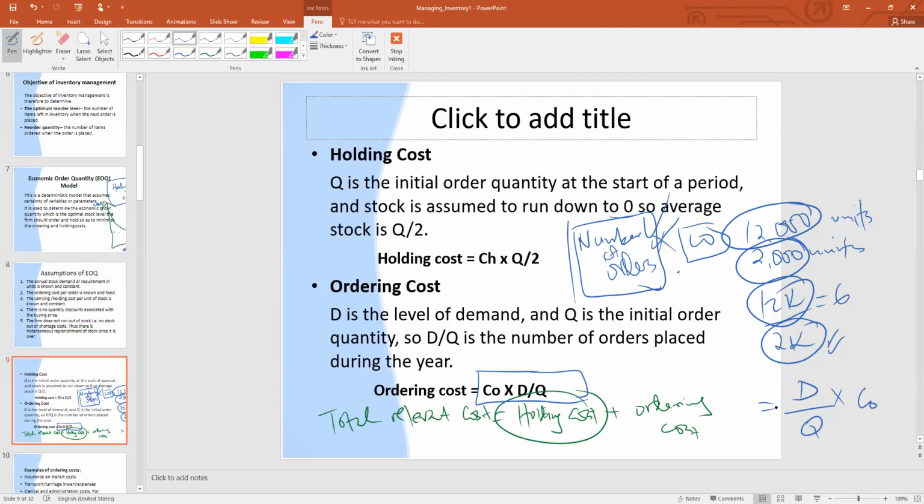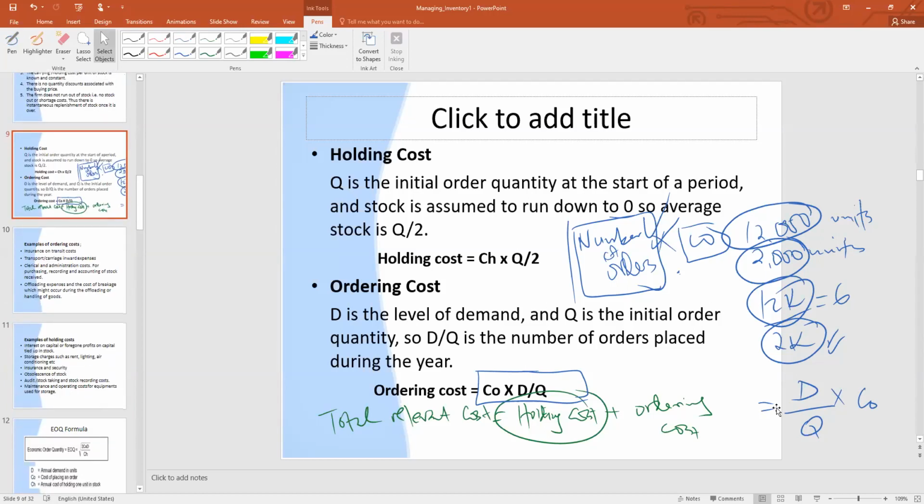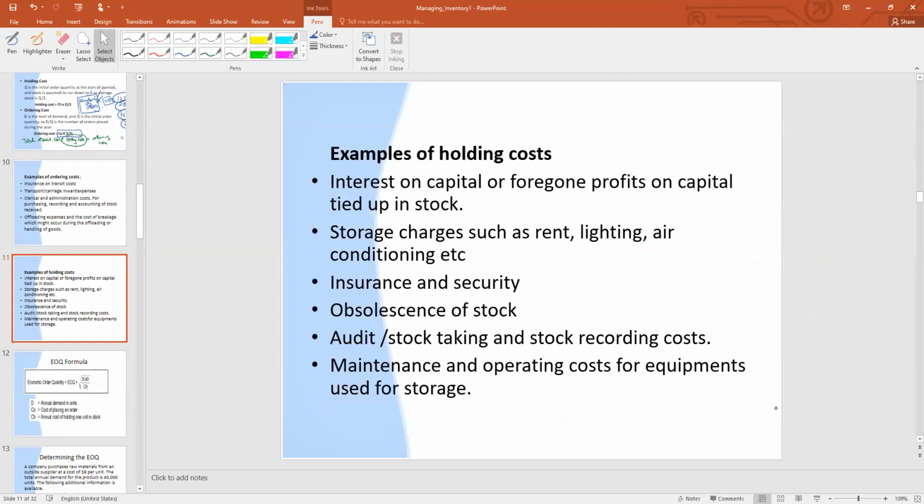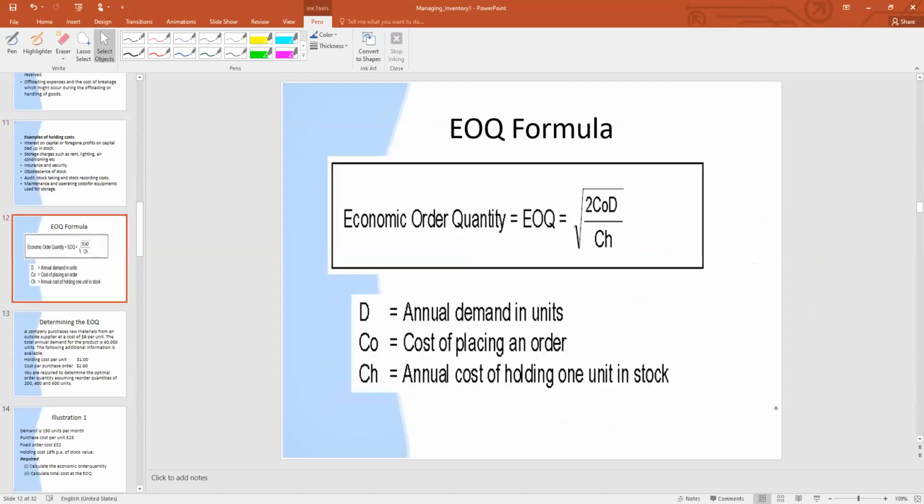Question? If no question, I think we can apply. So these are examples of costs. I think I've already mentioned them, so I won't go through them again.